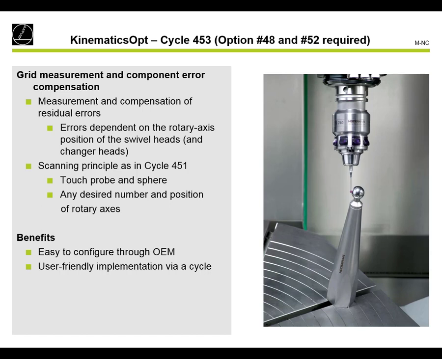And with this inclined angle, for example, for an A angle of 30 degrees and a C angle of 40 degrees, there the ball is measured. So the touch probe measures the middle of the ball, and there is a deviation of X, Y, and Z. And this deviation is saved in the table. So we can use this deviation to get a better feedback of the tool center point in the machine. So this is a special kinematics opt cycle.